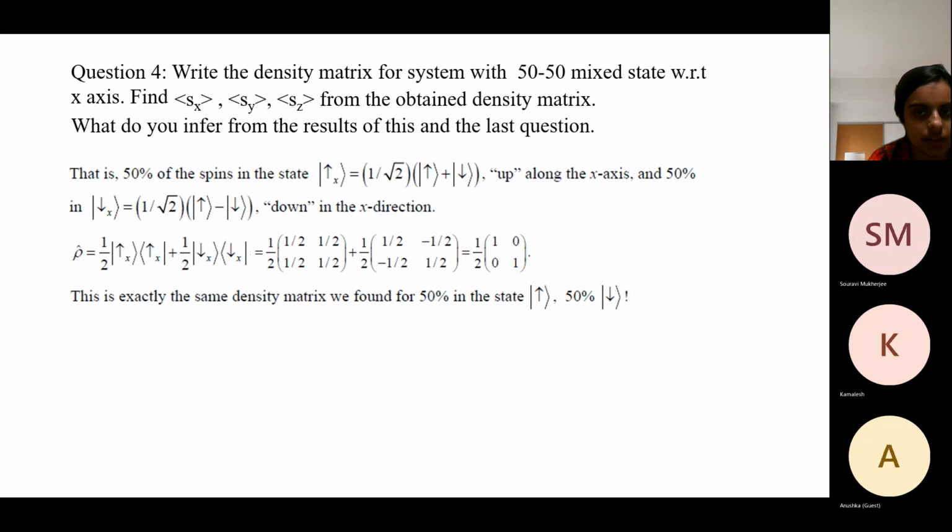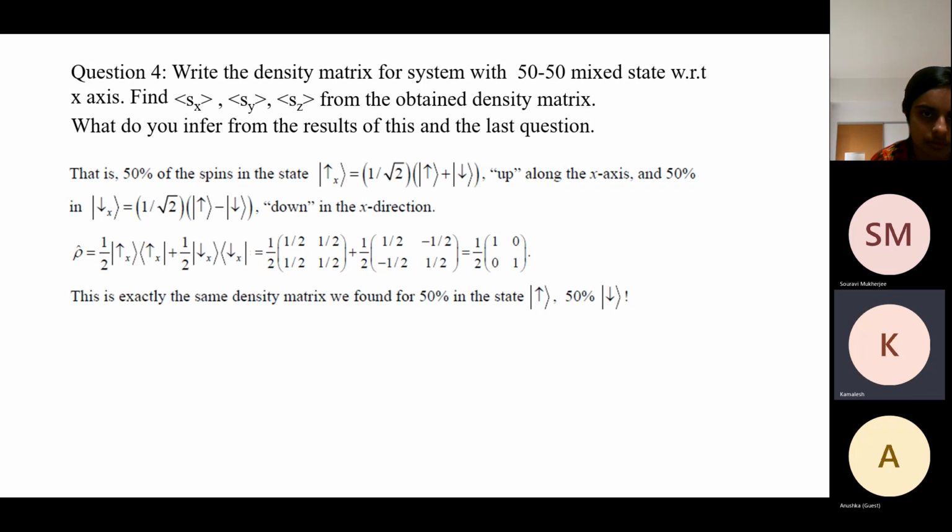Do you understand why it's 0? Because the spin is along x direction. So the spin is along x direction. That means sy and sz should have the expectation value to be 0. Fine. Now what happens along x? Ma'am, why is it 0? Yeah, tell me.